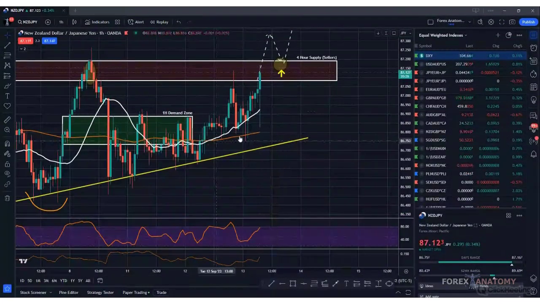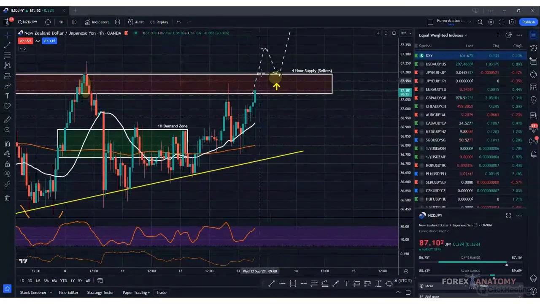Yep, same thing, hitting that same zone of supply. Yeah, we want to see it break and close above and then pull back to buy. And then we had Euro Aussie.